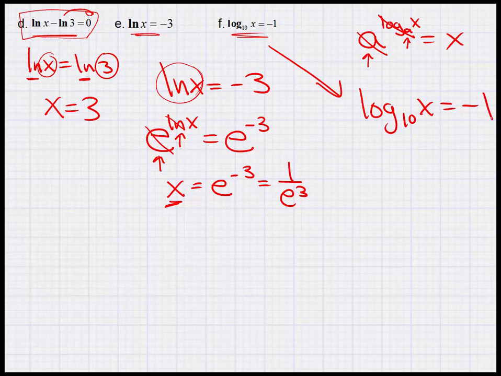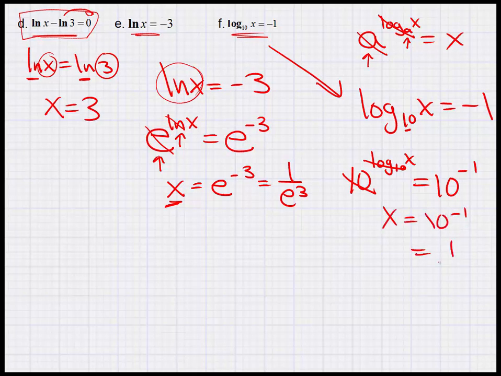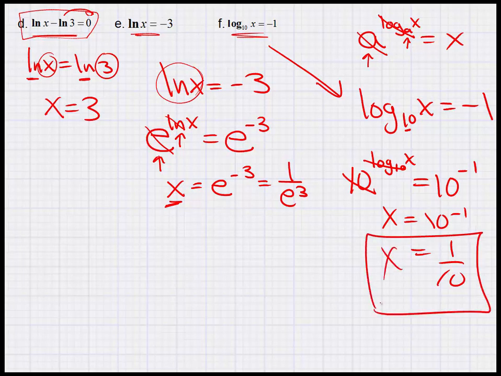So if I take an exponential with the same base, in this case 10, and I raise this side to that exponential, I'll just do the same thing to the other side. These will cancel. I'll get x equals 10 to the negative 1, or 1 over 10. So there's my solution.